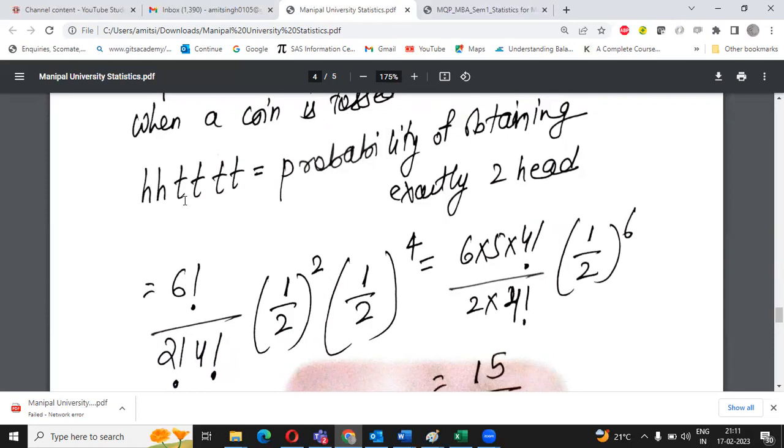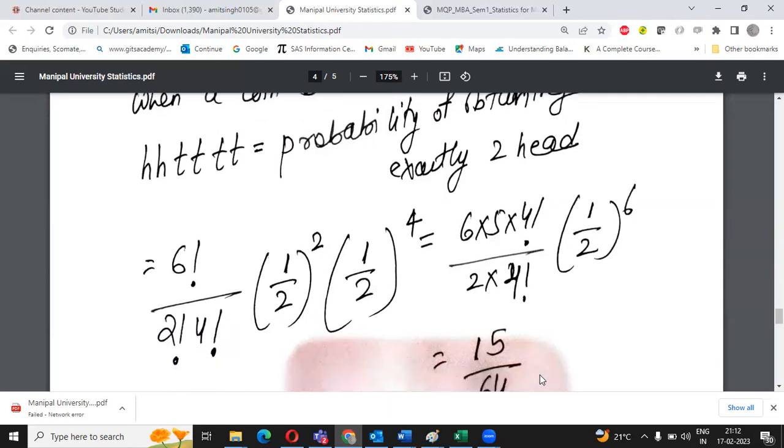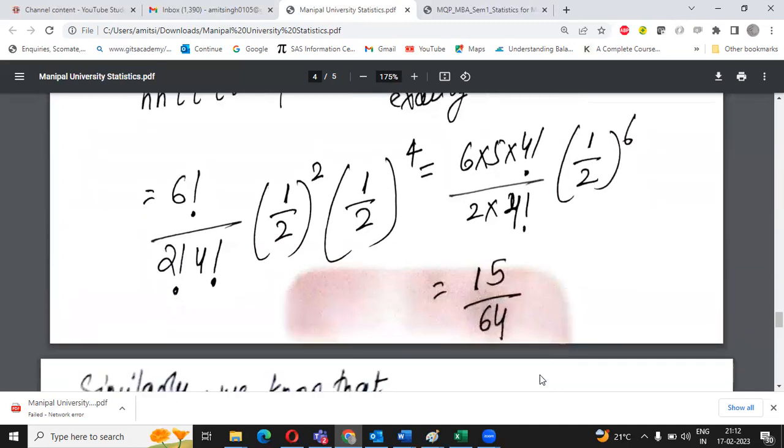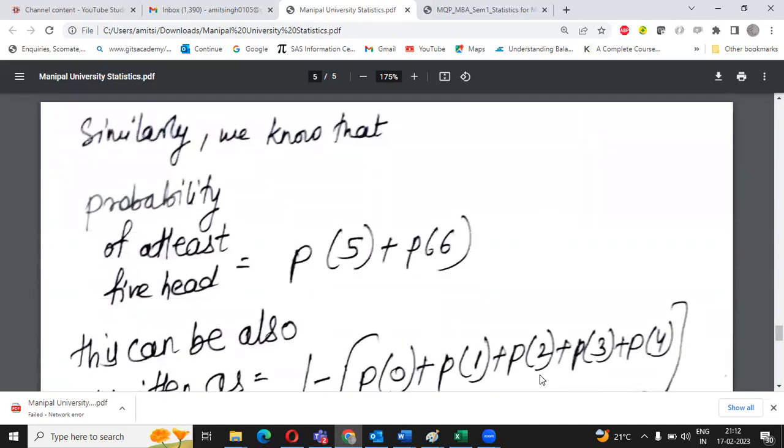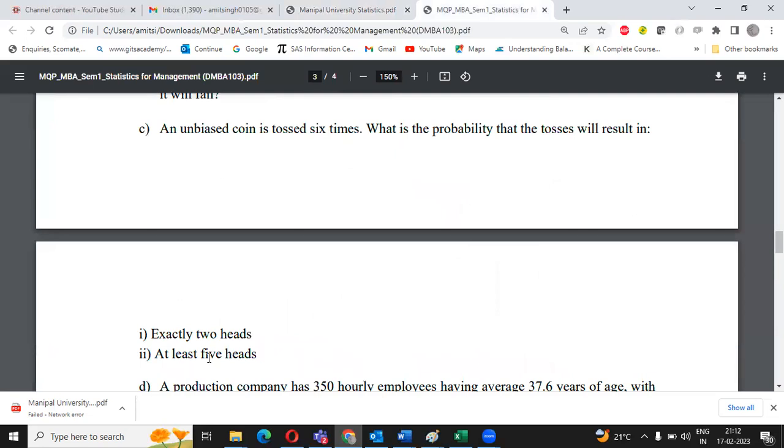So these 2 heads and 4 tails you can arrange in 15 ways, into the probability of getting head into the probability of getting tail. The probability of getting head is 1 by 2, and similarly the probability of getting tail is 1 by 2. Head came 2 times, that's why I put the power 2. Tail came 4 times, that's why I put the power 4. If you solve this, you will get 15 by 64. Very simple.